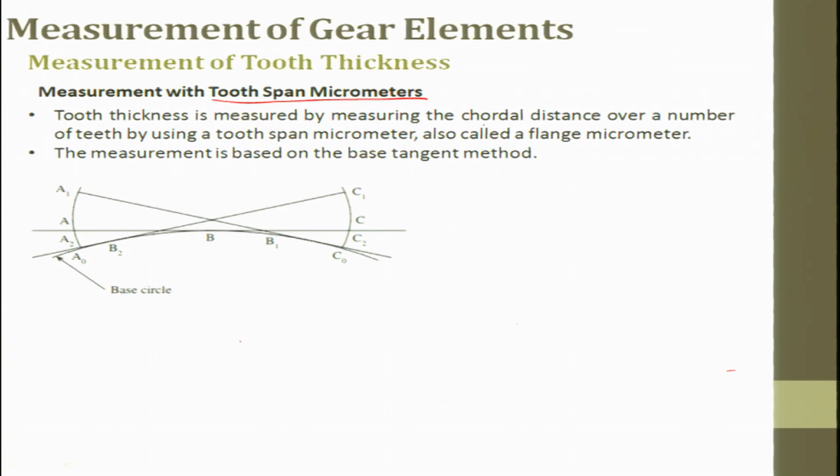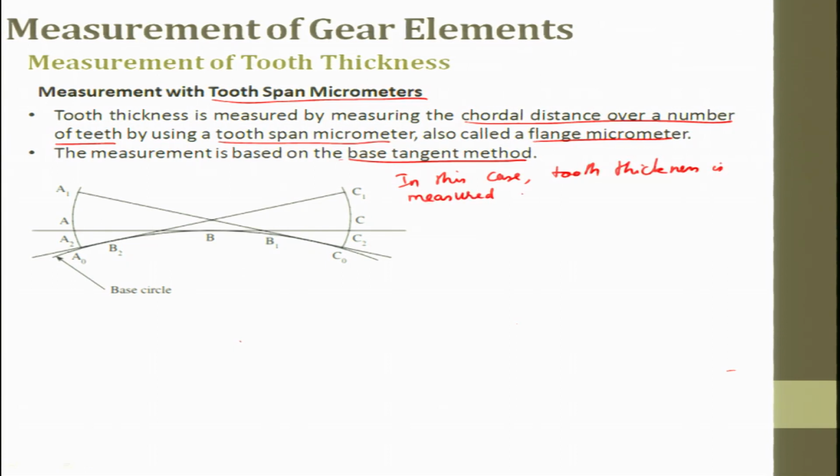Tooth thickness is measured by measuring the caudal distance over a number of teeth by using the tooth span micrometer, also called the flange micrometer. So, the measurement is based on the base tangent method. So, now let us see the base tangent method. In this case, tooth thickness is measured by measuring the caudal distance over a number of teeth.